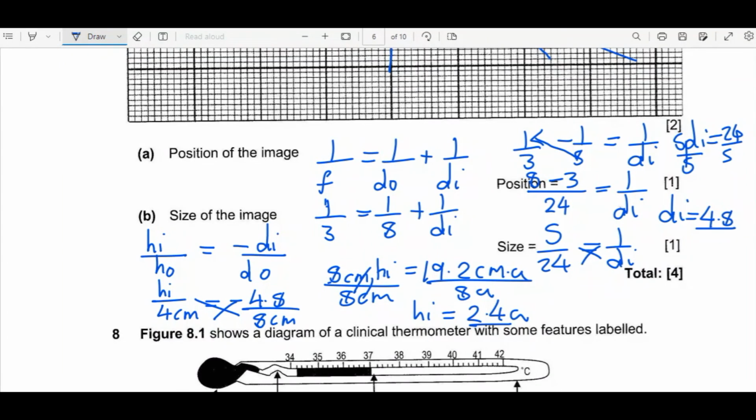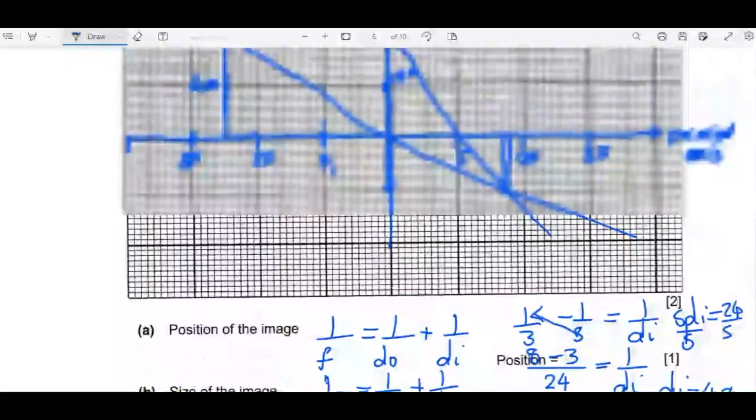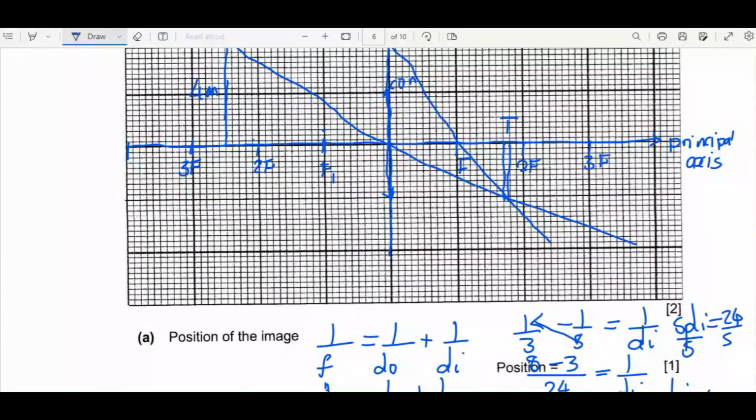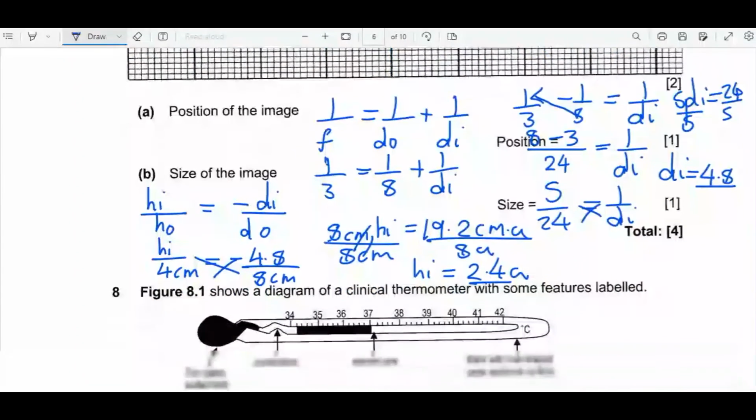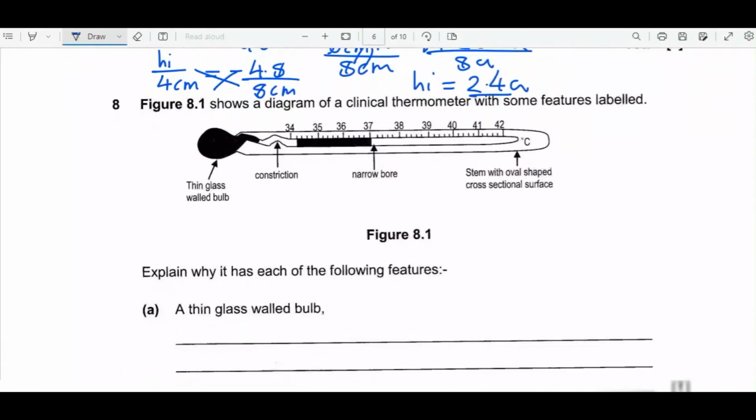centimeters. And it's making sense if you look at it: the height of an image is smaller than the height of an object, and the distance of an image is also smaller than the distance of an object. So whatever we have said here is making sense.